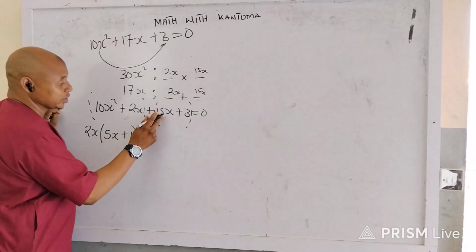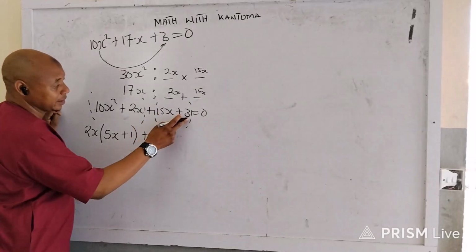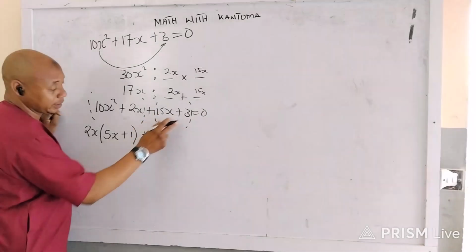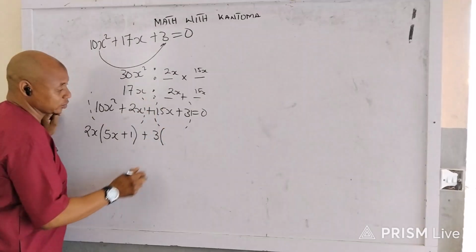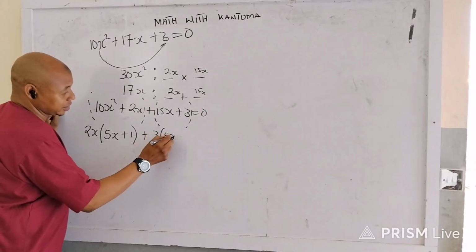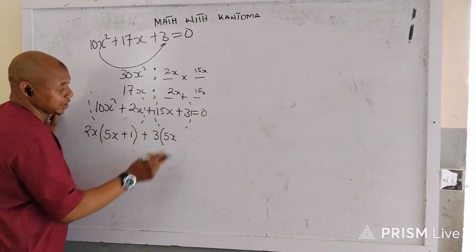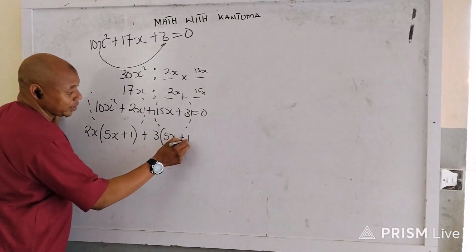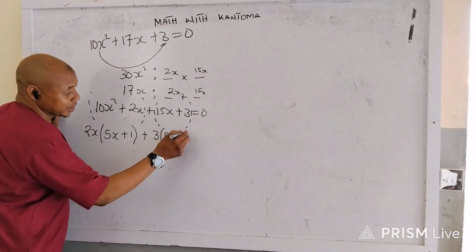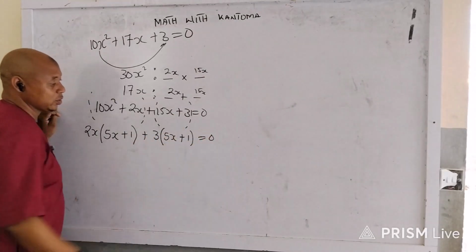This one also, what is common between 15 and 3? Of course, 3 is common. So if I remove 3 out of 15x, what will be left is 5x, because 3 times 5 is 15x. Then plus, remove 3 from 3, what will be left is 1, since 3 times 1 is 3. So now we have factored this out and it is equal to 0.